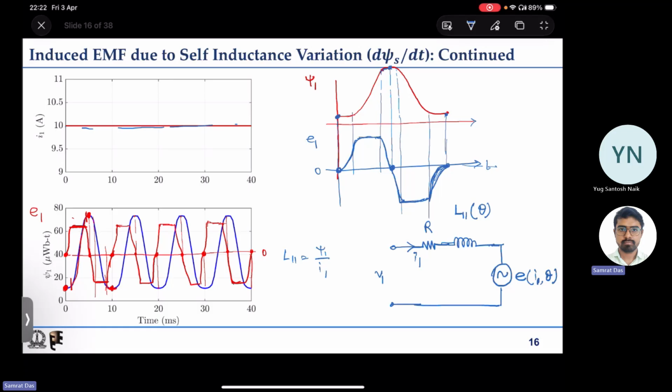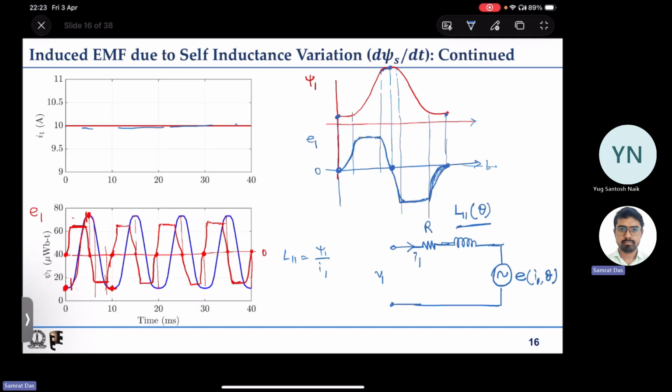We have some inductance. That inductance is not constant, but it changes with rotor position. That is what I have mentioned, L11 as a function of rotor position theta. And we have some back EMF, induced EMF, that we have to use a voltage source type of symbol, and the magnitude of the voltage induced depends on the rotor position, as we can clearly see, but it also depends on the current that is flowing through the coil.